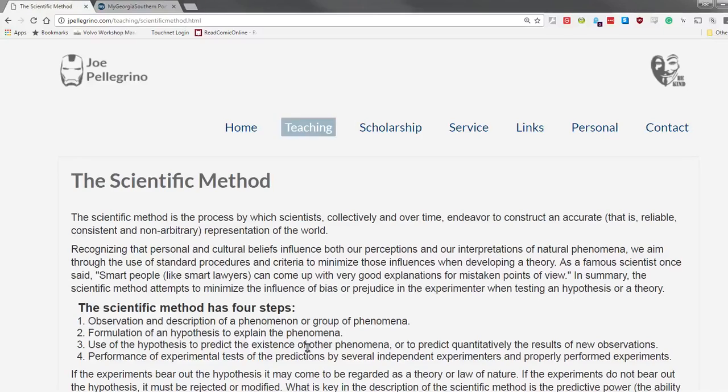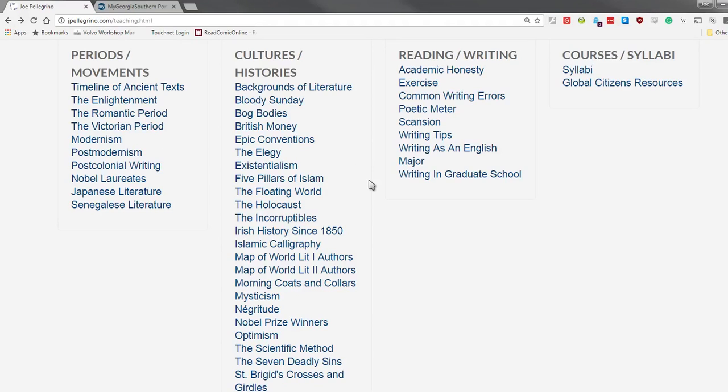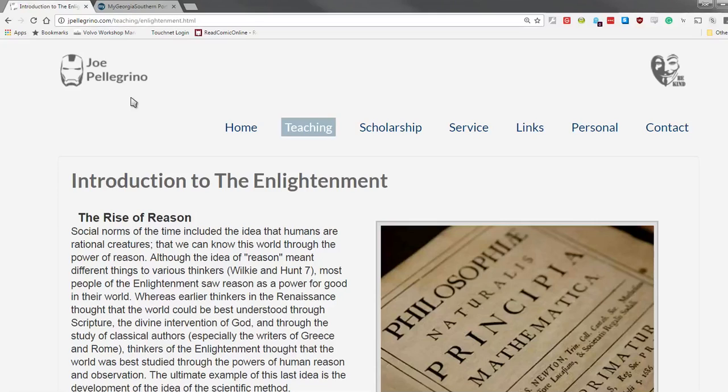And you all remember the scientific method, right? Four steps: observation and description of a phenomenon, formulation of a hypothesis to explain that, use of the hypothesis to predict the existence of other phenomena, performance of experimental tests, and then rub that up against the hypothesis, and then start all over again. This is probably our most lasting remnant of the ideas that come from the Enlightenment.